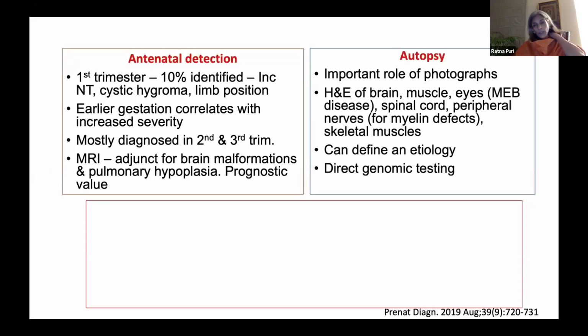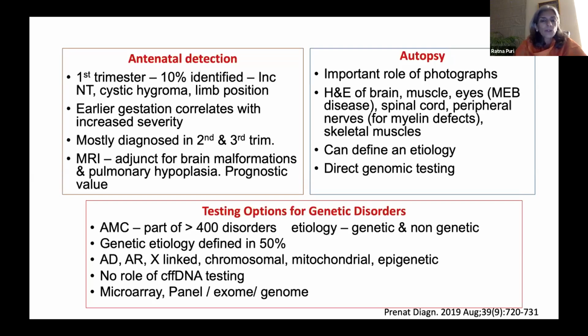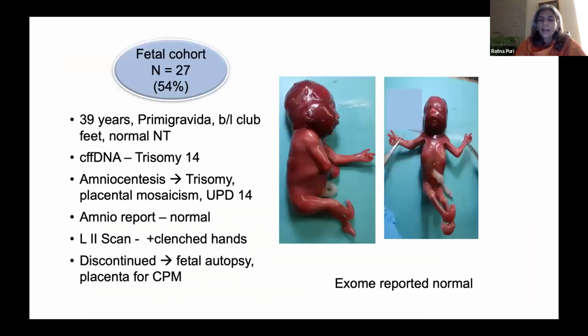When we do an autopsy here, we like to do a detailed evaluation of the brain, the spinal cord, the nerve, the muscle. Every part is taken because it could be a defect in any part. There is a host of testing options because there are more than 400 genetic disorders that can cause arthrogryposis. So we go in a typical pattern of first doing a microarray analysis and then genome testing, and we get about 50 to 60%. We don't even know the reasons for all the causes of arthrogryposis.